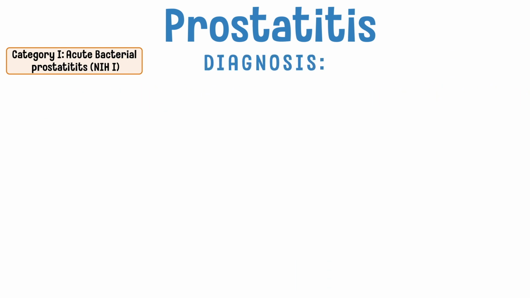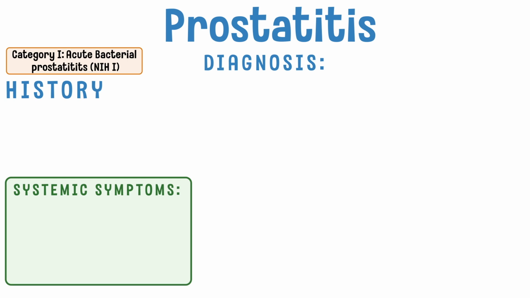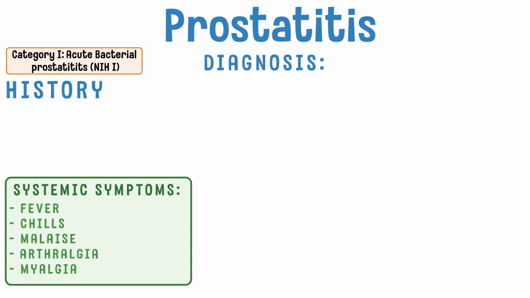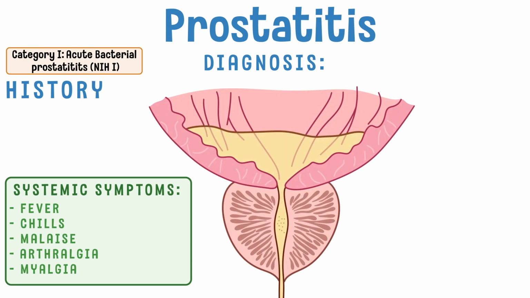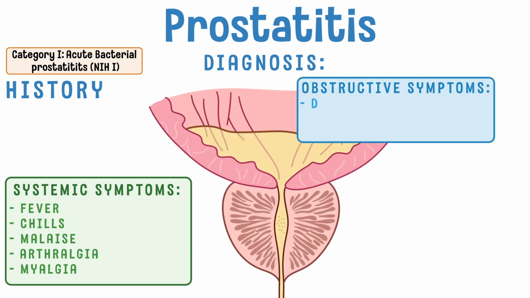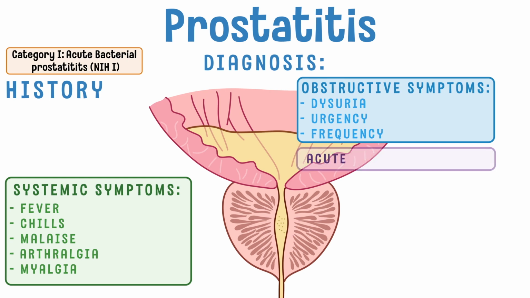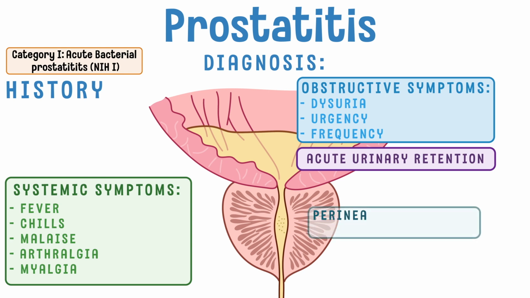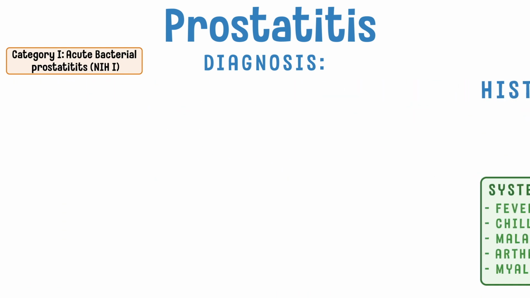Next is diagnosis. In the history, systemic symptoms include fever, chills, malaise, arthralgia, and myalgia. Irritative or obstructive voiding symptoms like dysuria, urgency, and frequency. Acute urinary retention in 20% due to bladder neck spasm, and perineal or rectal pain or lower back pain.